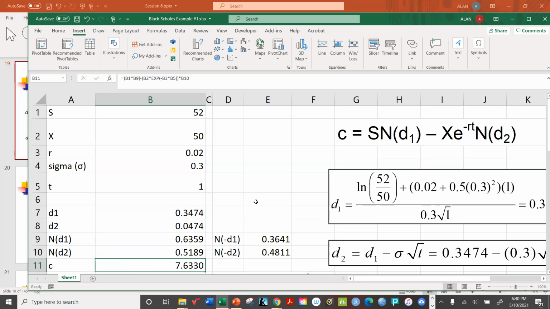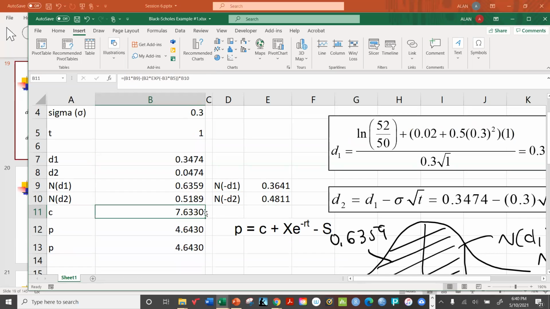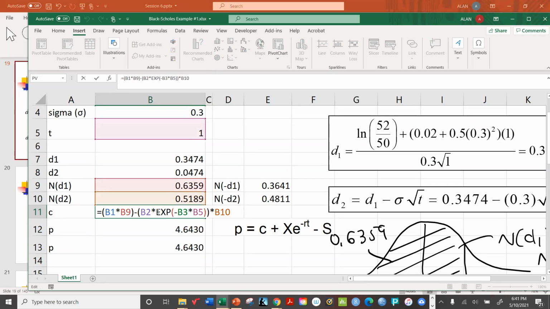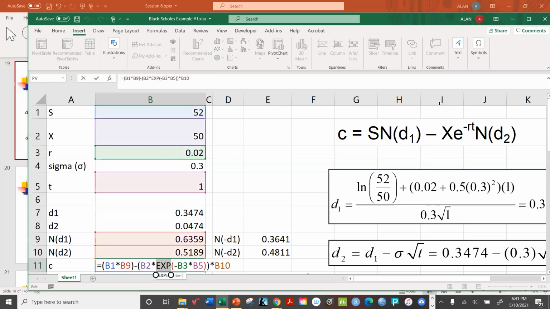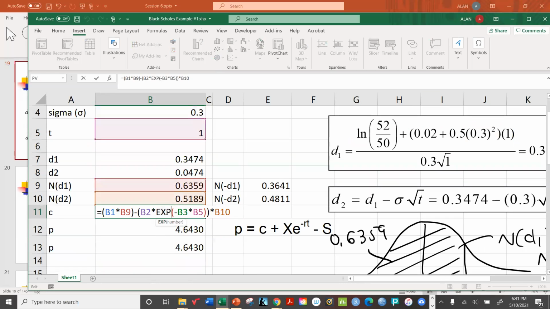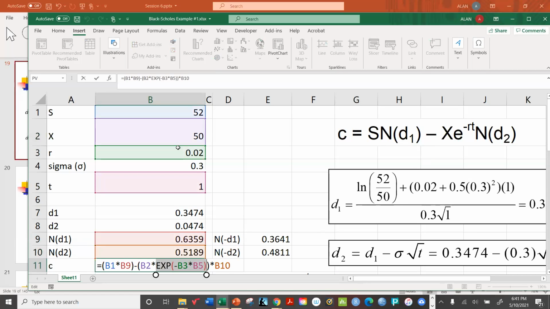Now, the last step is to plug everything into what you see up here. So one thing you may not have known about, you see this e to the minus RT. In Excel, that's expressed as EXP. As you see here, where it's e to the minus RT, that's this piece right here. In Excel, e raised to some power is expressed as EXP, and then you put in there the exponent. All right, so you've got B1, which is S, times B9, which is ND1, minus X, B2, times e raised to the minus RT power, all times ND2.